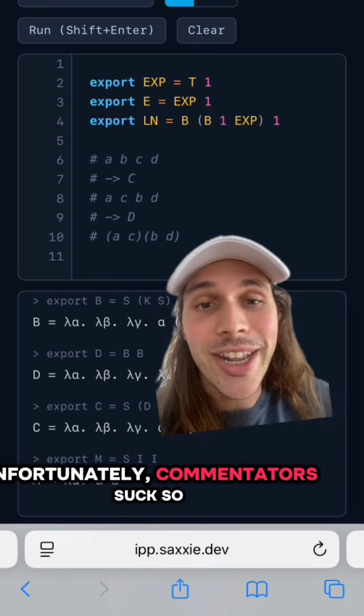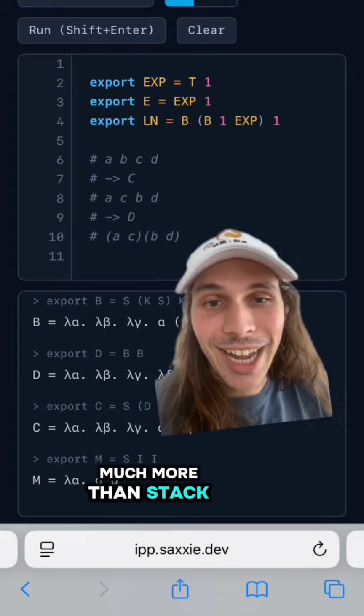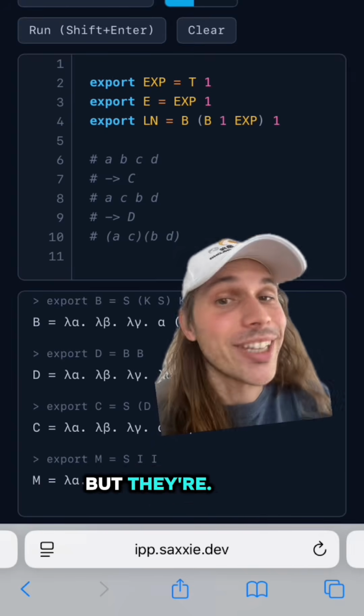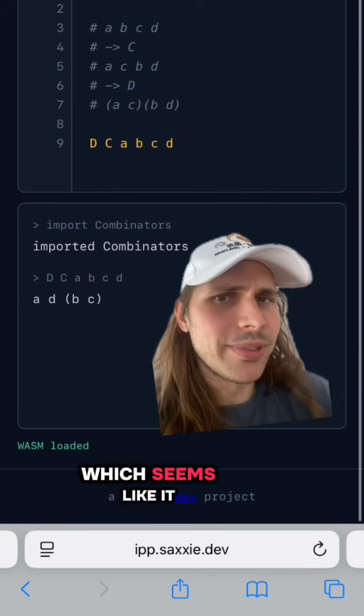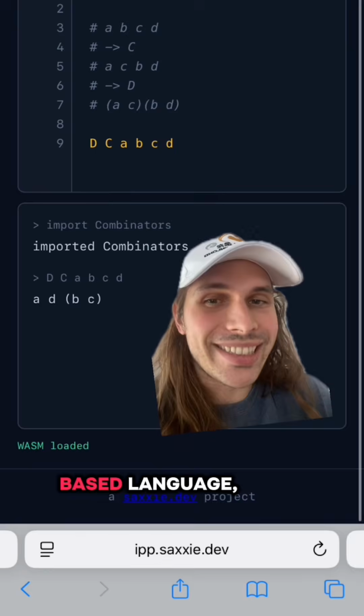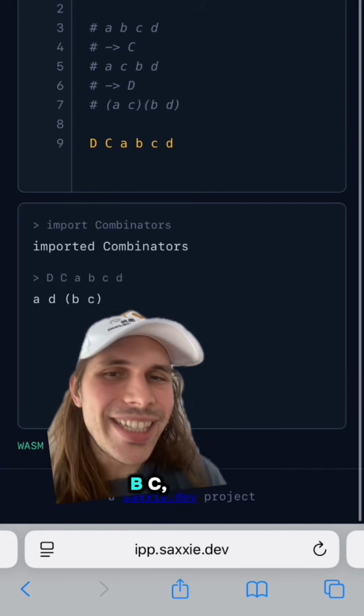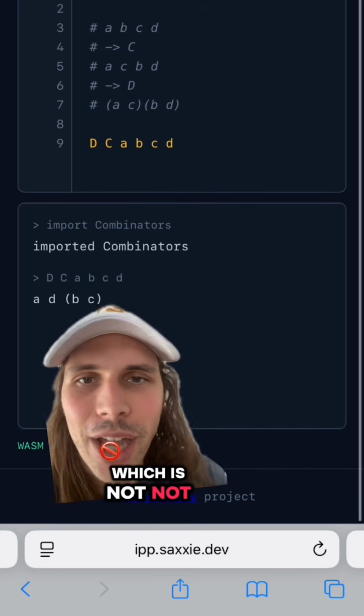Unfortunately, combinators suck so much more than stack-based languages. I didn't realize that, but they're so much worse. Because if we just run D C, A B C D, which seems like it would work and would work in a stack-based language, we actually get A D, B C, which is not what we were hoping for.